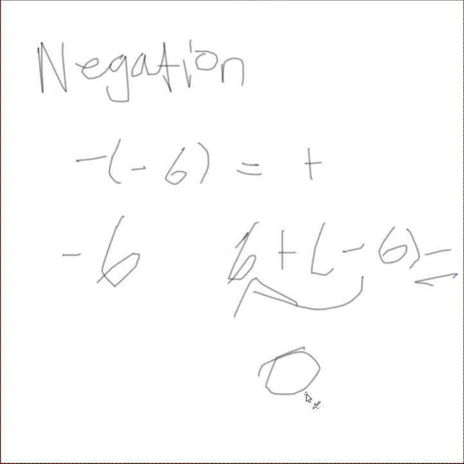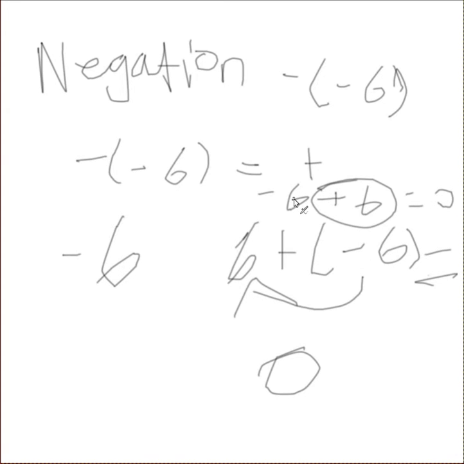So that is the negation of a number, the definition, and the negation of a negation, or a negative number in general. Like if you have -6, you can add 6, and 6 is the negation of -6. So that's 0.